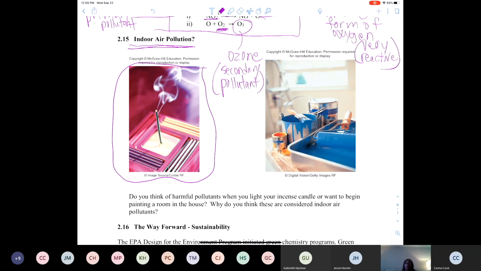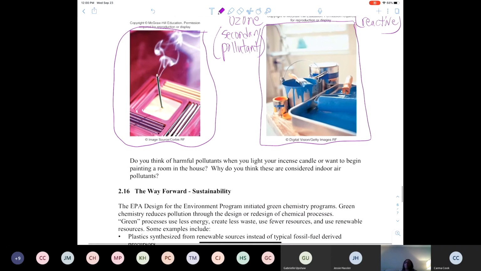And also paint. Paint contains VOCs. So if you're painting the inside of your house, just make sure the areas are well ventilated, because if not, those air pollutants can build up in your house and can be very dangerous to breathe.